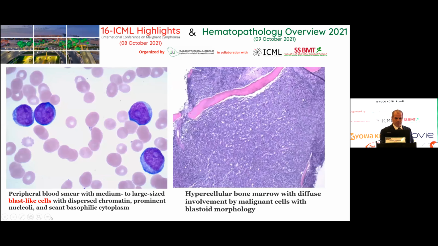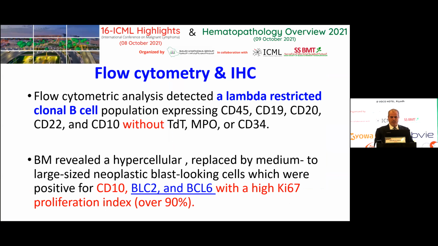So look at the peripheral blood on the left side. See, it is very clear. Any pathologist sees it is a blast: prominent nucleoli, immature nuclear chromatin, basophilic cytoplasm. No doubt it is a blast, or blast-looking cell, whatever. The bone marrow biopsy is replaced by malignant cells with blastoid morphology. So we did flow cytometry. Again, surprisingly, we have a lambda-restricted clonal B-cell population expressing B-cell markers without TdT, MPO, or CD34.